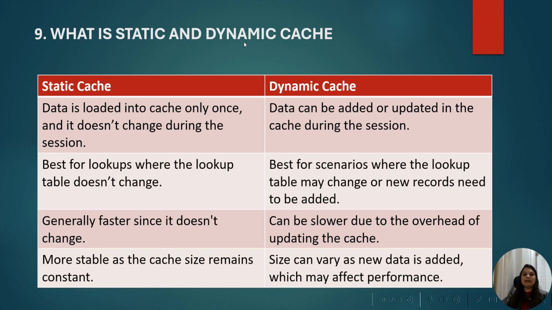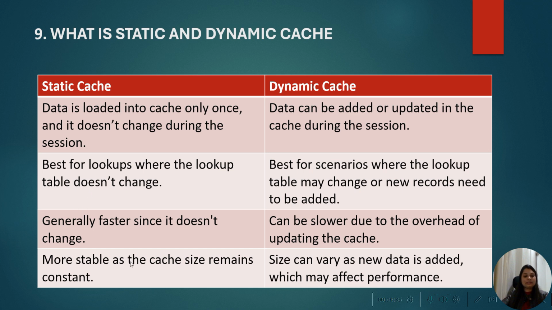What is the static and dynamic cache? In static cache, data is loaded into the cache only once and it does not change during the session. But in dynamic cache, data can be added or updated in the cache during the session. Static cache is best for lookups where the lookup table doesn't change. In dynamic, the best scenario is where the lookup table may change or new records need to be added. In static cache, generally it is faster since it doesn't change, but dynamic cache is slower because of updating the cache every time.